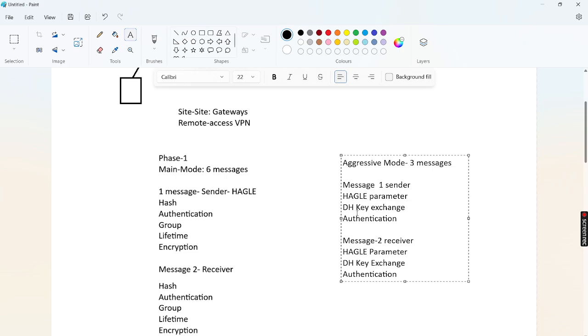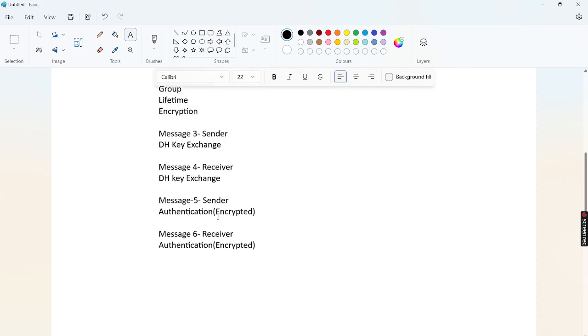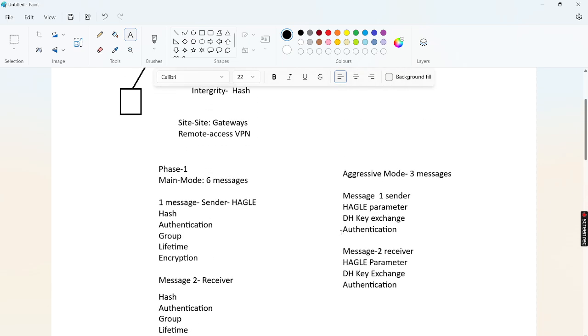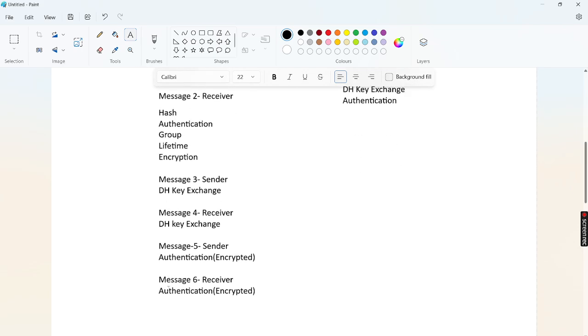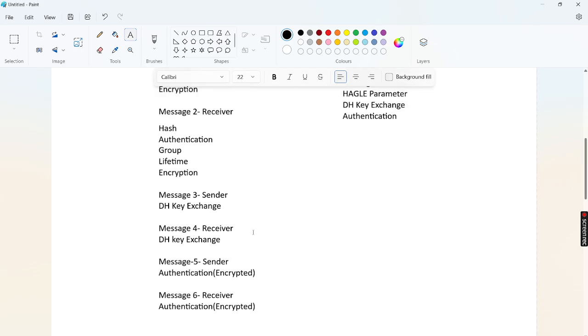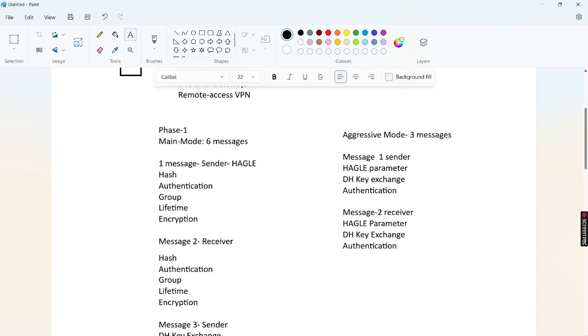Here we are authenticating, right? In the main mode, the authentication will be encrypted. But in the aggressive mode, the authentication will not be encrypted. It will be in plain text. So the main mode is more secure than aggressive mode because the authentication will be encrypted in the main mode, and the authentication will not be encrypted in the aggressive mode.